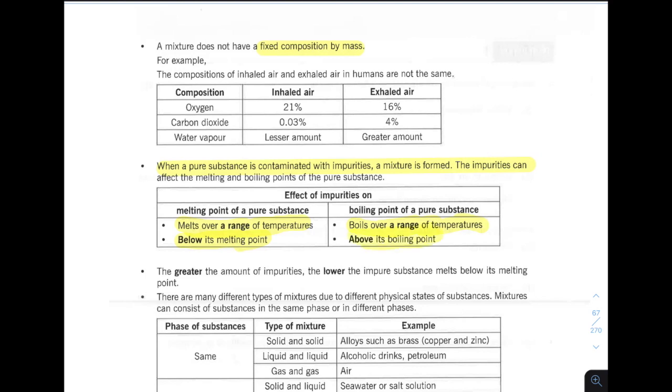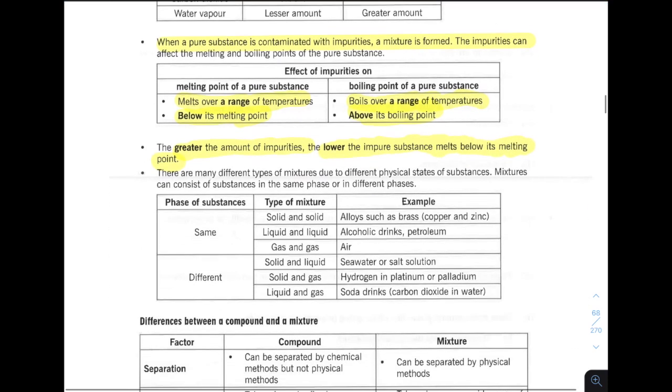So what this means is the gap between the melting and boiling point will actually increase when there are impurities. So having more impurities, the impure substance will melt below its melting point. So these are some of the things to take note of.